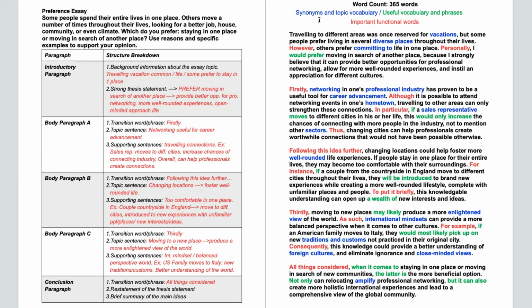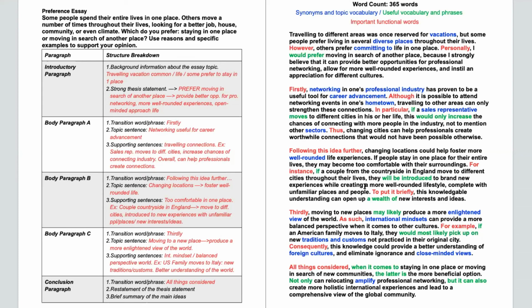Then synonyms and topic vocabulary. Now again, you don't want to use only what you see in the writing prompt. So I've included things like vacations, diverse places, committing to life in one place. And then I have topic vocabulary for each of my paragraphs. So my first point was about networking. And so I have networking, professional industry, career advancement, hometown. I have a specific job, and I also have industry and sectors.